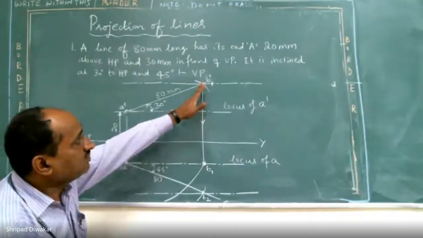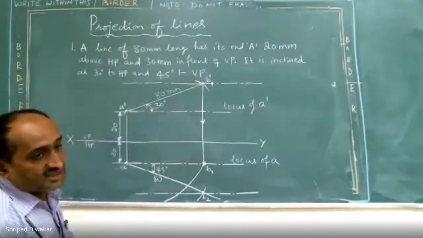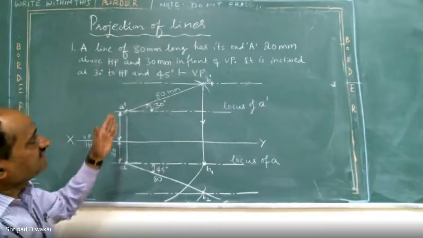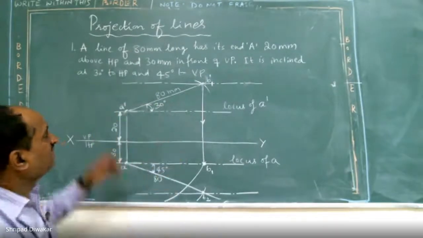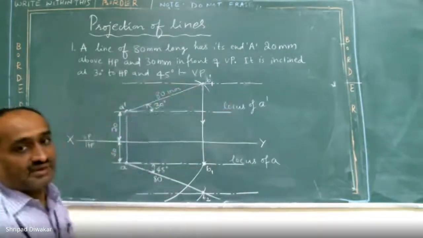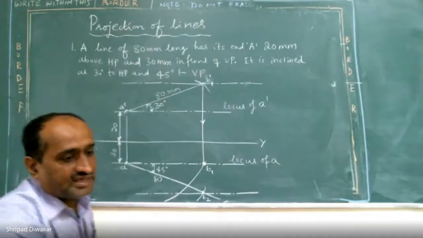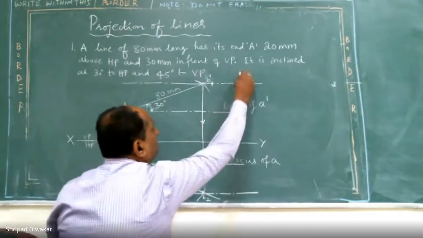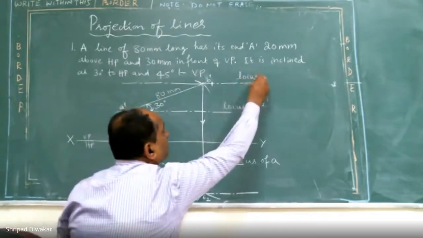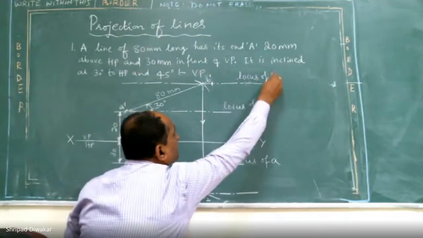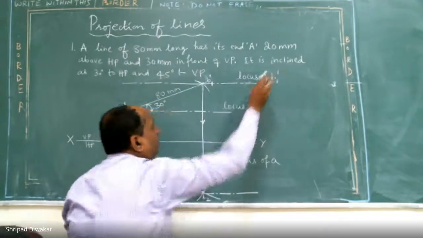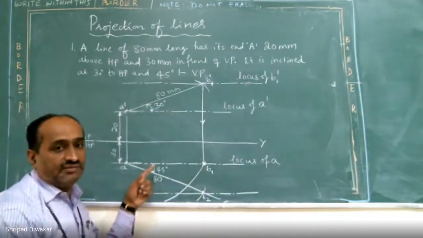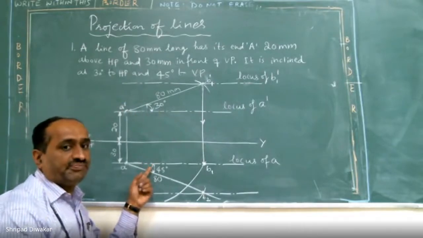Mark that point as B1 dash. Passing through B1 dash, draw the locus lines towards the left hand side and towards the right hand side. Better you draw a complete line. Passing through B1 dash, this is your locus of B1 dash.